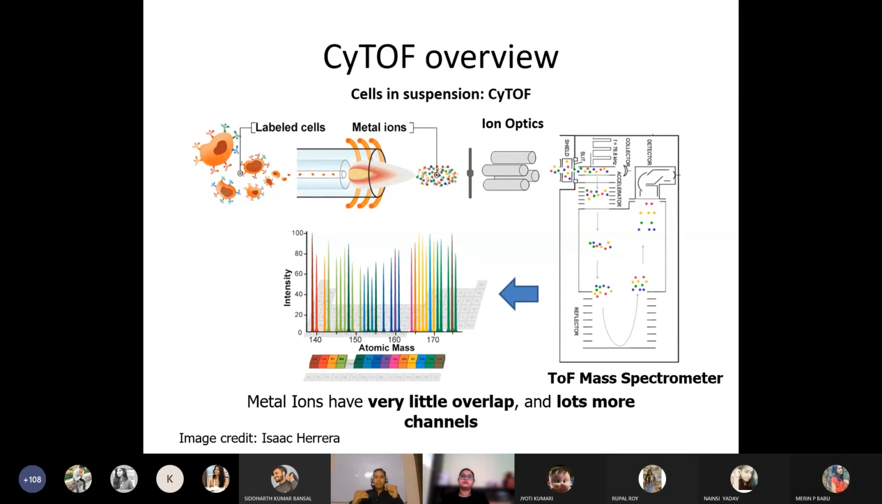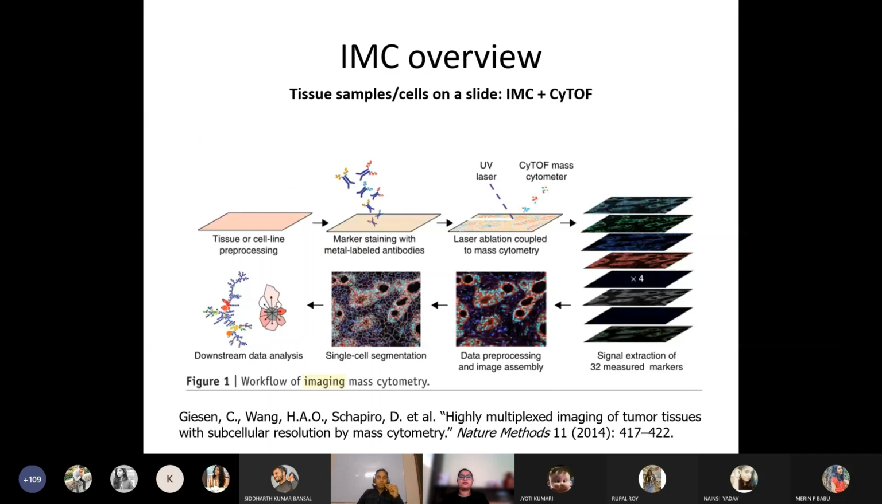So we have deliberately tagged a particular protein with a particular metal ion with a specific mass. So that specific metal ion corresponds to that protein. So this set of peaks will show that there is a set of proteins which are associated with a particular cell. Metal ions have very little overlap and lots more channels, so almost 32 different proteins you can tag at once.